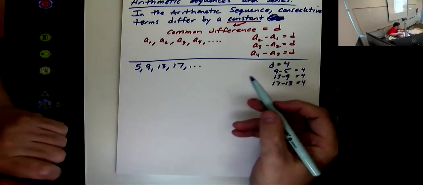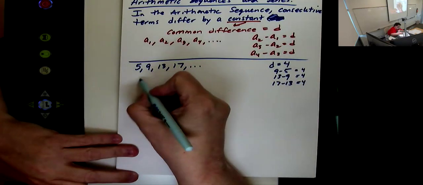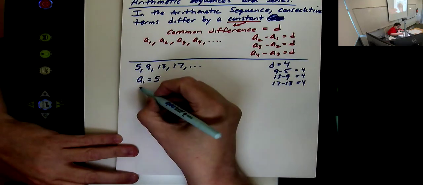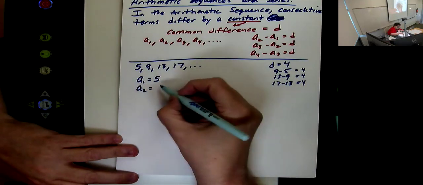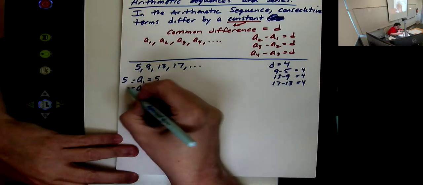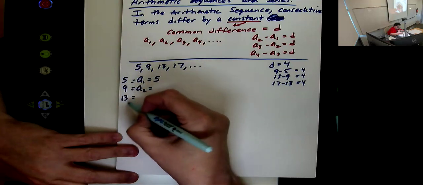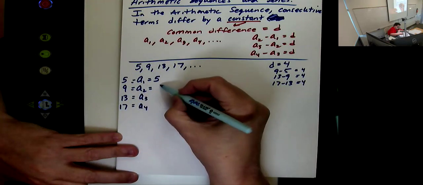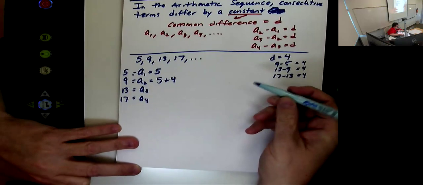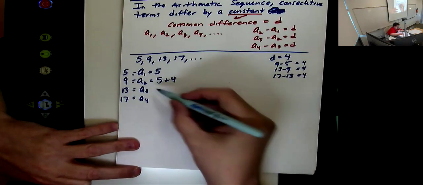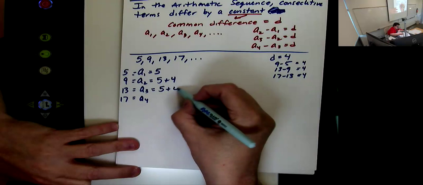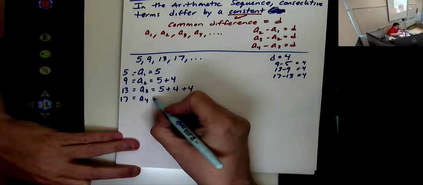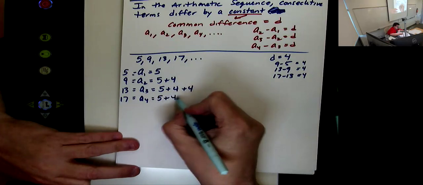So I'm going to write these out as our terms. We've got a sub 1 equals 5. And a sub 2. I'm going to write their actual values on the left, and we're going to do some manipulation on the right. I'm going to write a sub 2 as 5 plus 4. And I'm going to write a sub 3 as 5 plus 4 plus 4. You saw this a little bit ago, Davis. 5 plus 4 plus 4 plus 4.